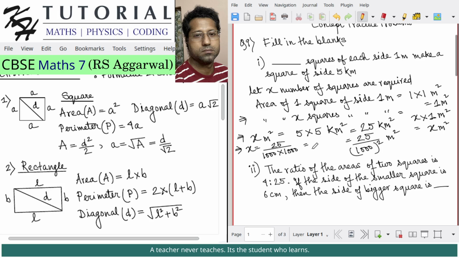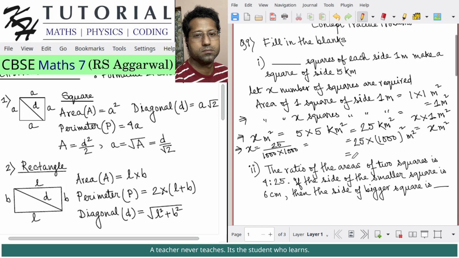Now in the conversion from 25 kilometer square to meter square, I think I made a mistake. This will not be divided by 1000 square, it will be multiplied by 1000 square. This is 25 kilometer square, and 1 kilometer square is equal to 1000 square meter square, because 1 kilometer is equal to 1000 meter.